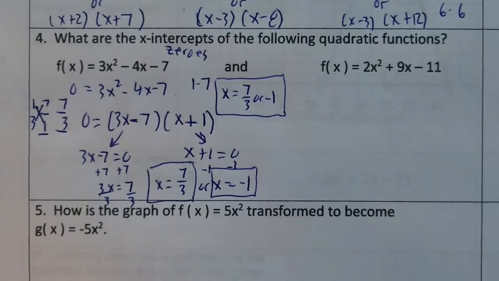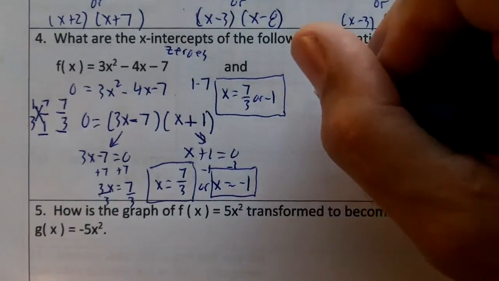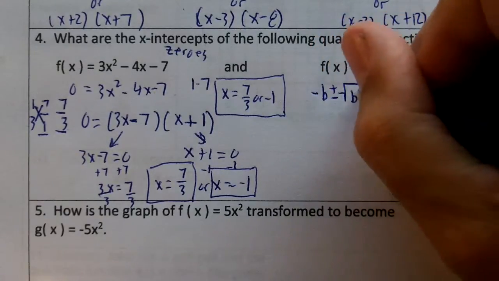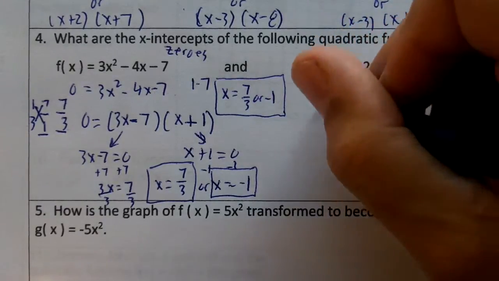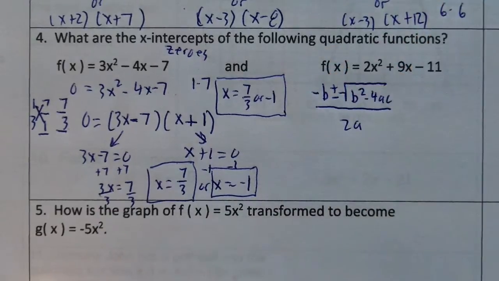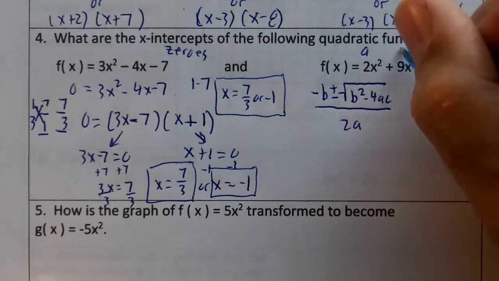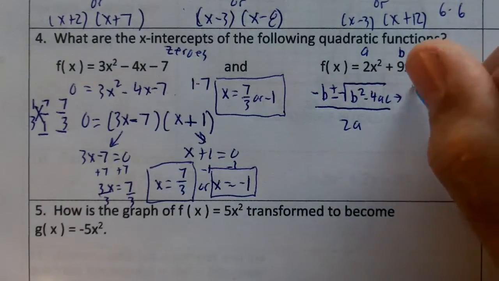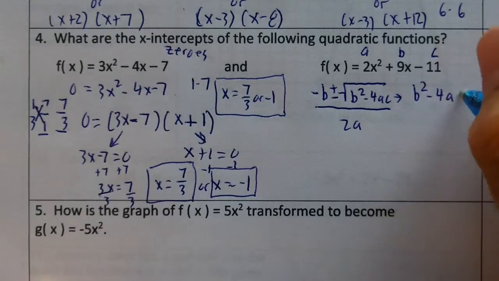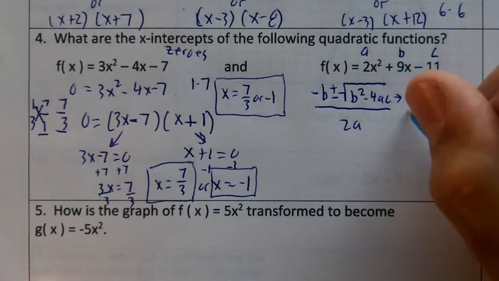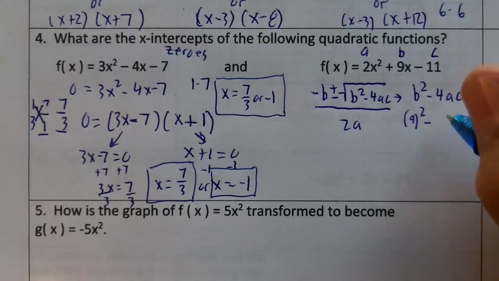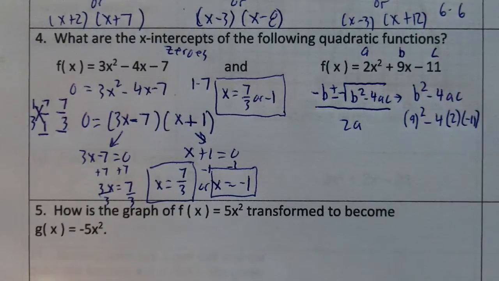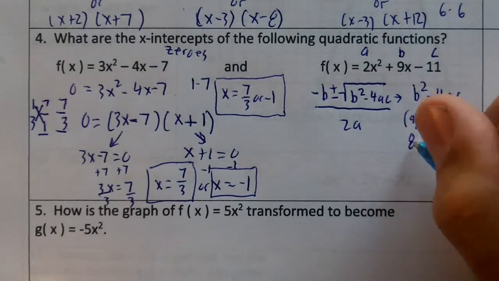Now on this one, we'll use the quadratic formula. Negative b plus or minus the square root of b squared minus 4ac all over 2a. Okay, we know that a is 2, b is 9, and c is negative 11. Let's get the discriminant first. So b squared minus 4ac. b is what, 9? So I'm going to put 9 in parentheses minus 4 times 2 times negative 11, aren't I? 9 squared would be 81.